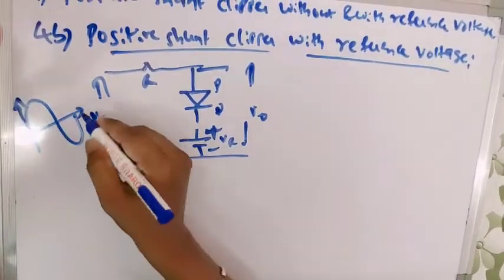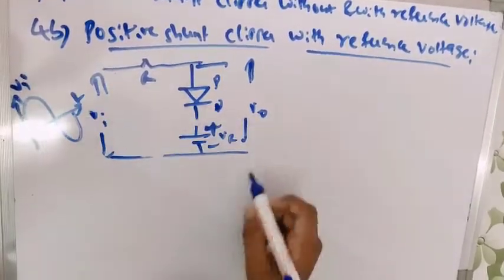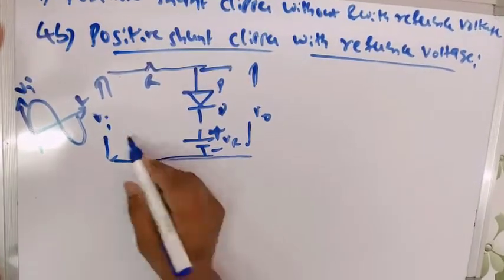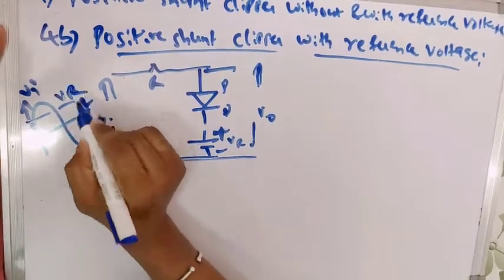A clipper is a circuit which removes an unwanted portion of a given signal. Now we'll see this clipper, which is a positive shunt clipper with reference voltage. We will be comparing the input voltage with the reference voltage. We have taken the reference voltage as a positive reference here.